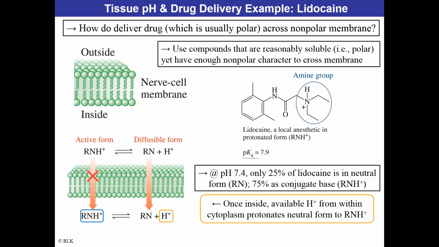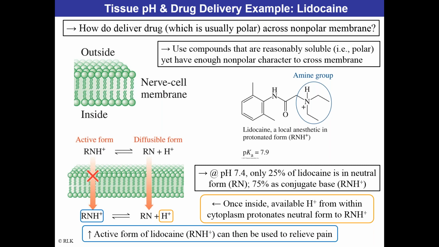And I think this is something that's going to be of interest to you perhaps later in your studies. But the pH again is less than the pKa, right? So the protonated active version is favored, all right? But the diffusible form has this.